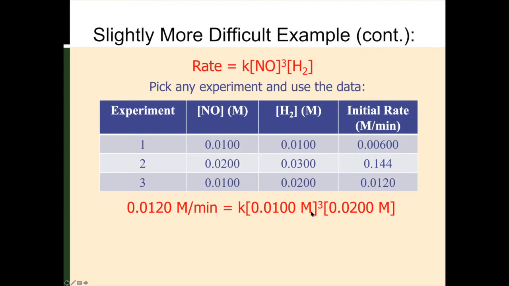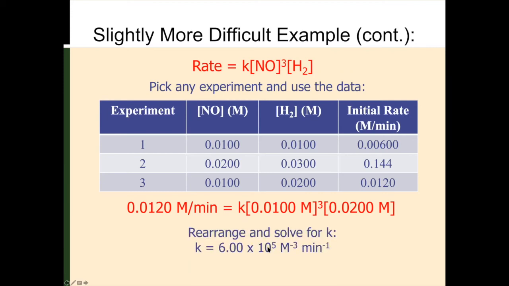In this case, the order of the reaction overall is 4, right? Because you add the two exponents together, so the exponent of 3 plus 1. So the overall reaction order is 4, which is very rare, but this is just an example. And so the rate constant will have units corresponding to the overall order of the reaction.